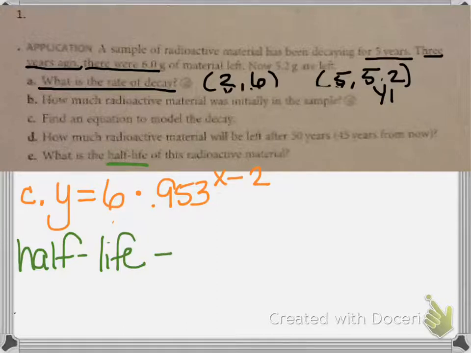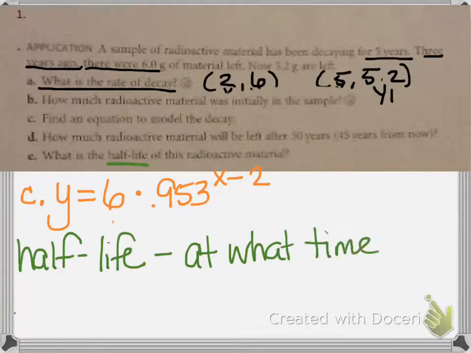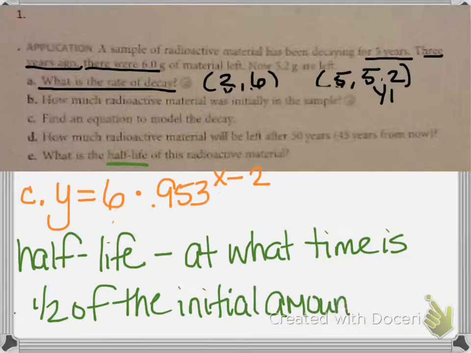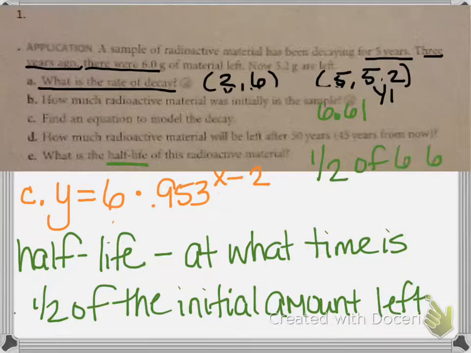Half-life is when half of the original amount is left. So at what time is half of the initial amount left? And that's what's called a half-life. So if my initial amount answering in B was 6.61, you could round that to 6.6, let's say, then half of 6.6 would be 3.3.